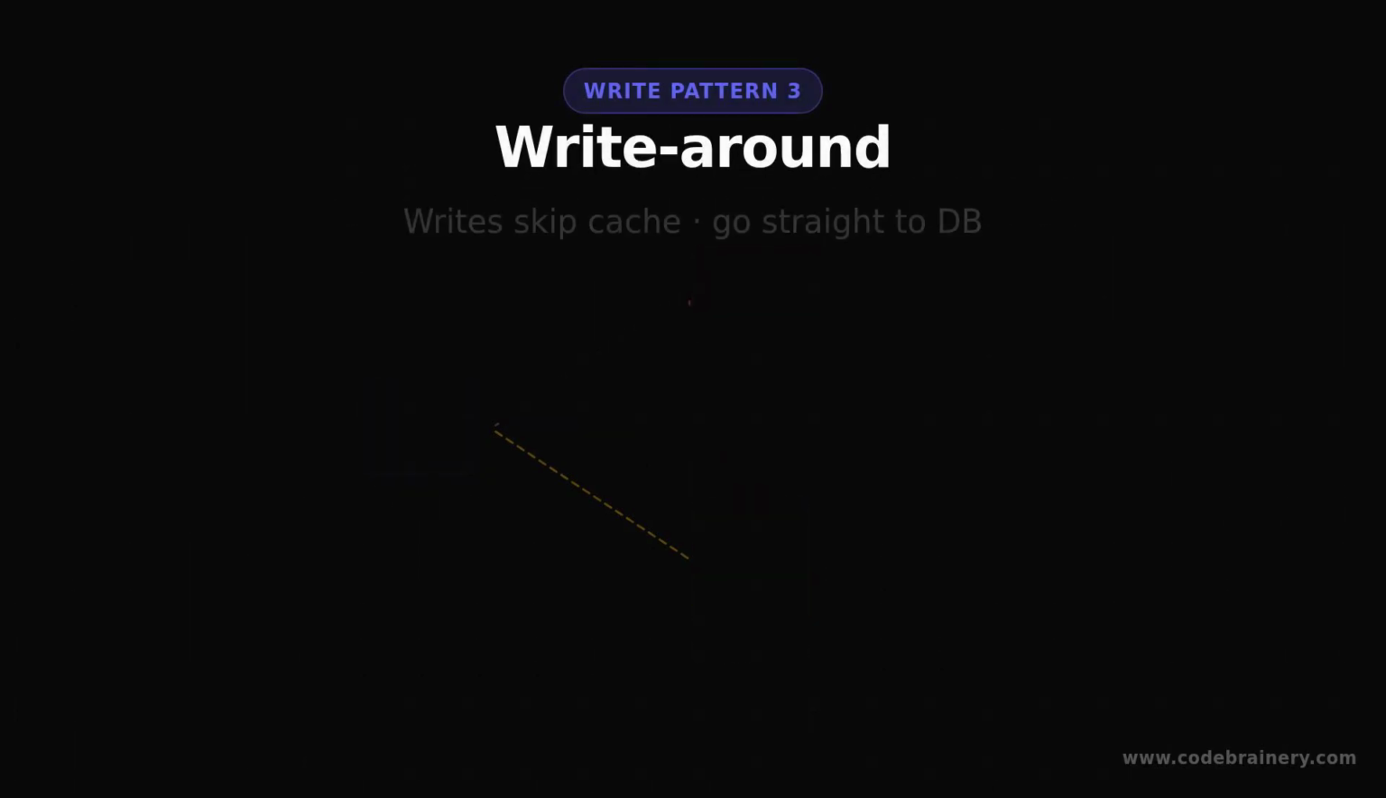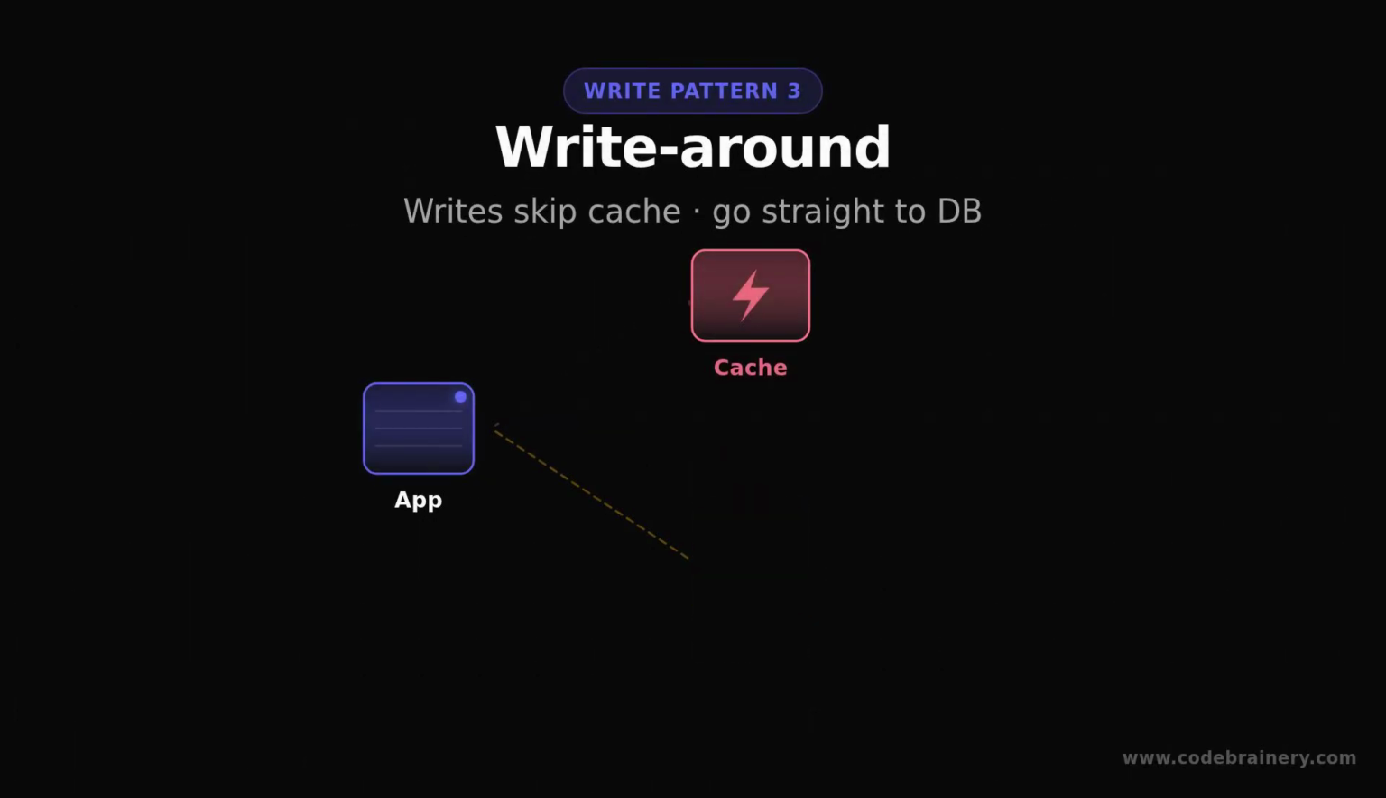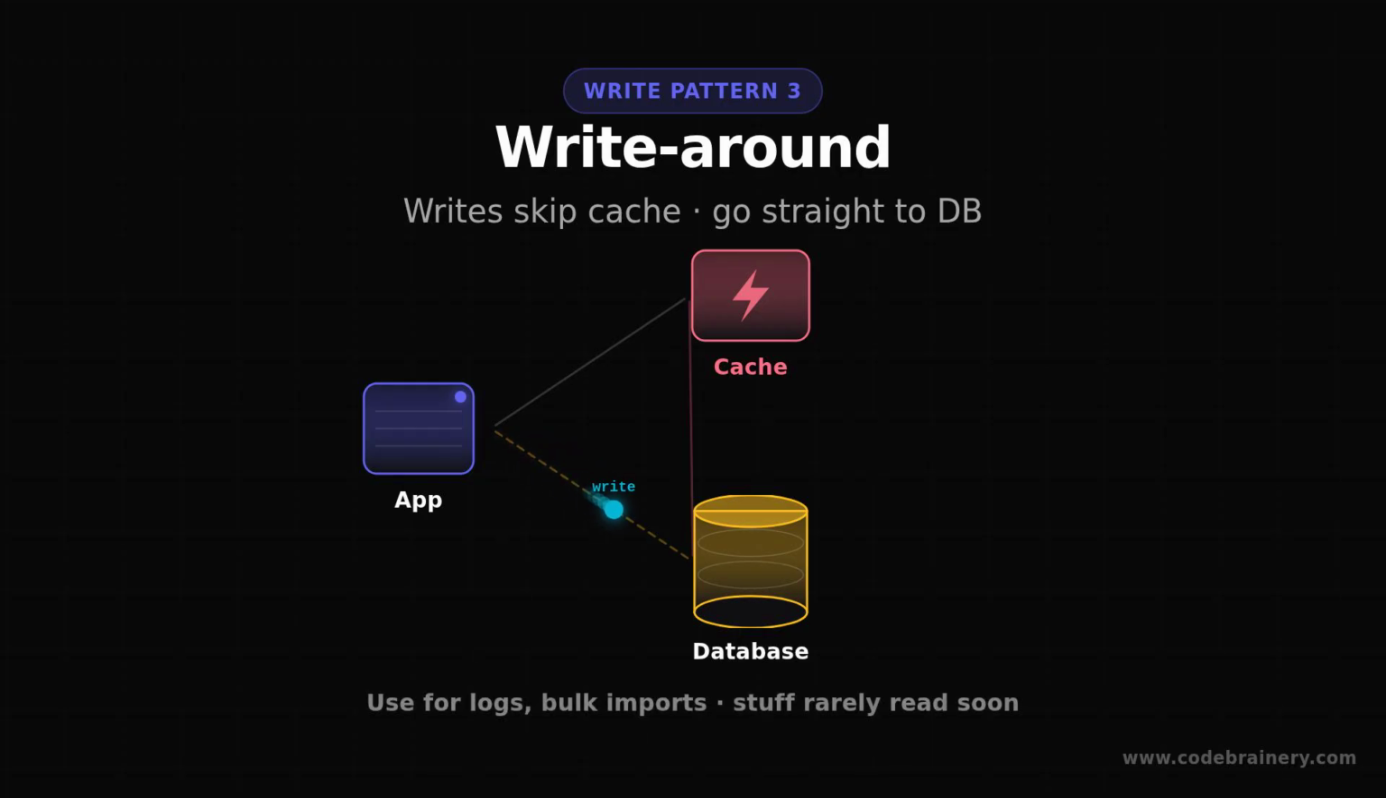Third write pattern, write around. Writes skip the cache entirely. They go straight to the database. The cache only gets updated when something is read later. When do you want this? When the data you're writing is rarely read back soon. Logs, bulk imports, time series data you write a lot but query occasionally. No point filling the cache with stuff nobody's going to ask for.